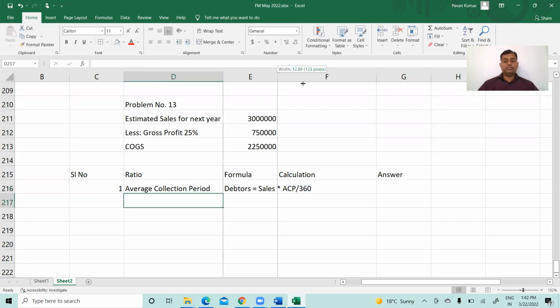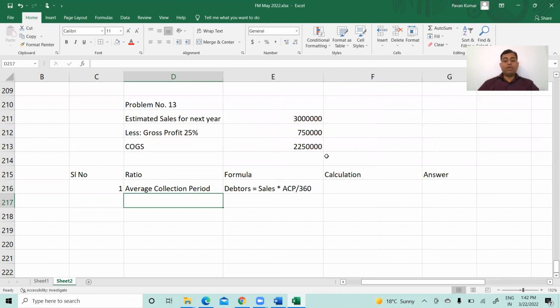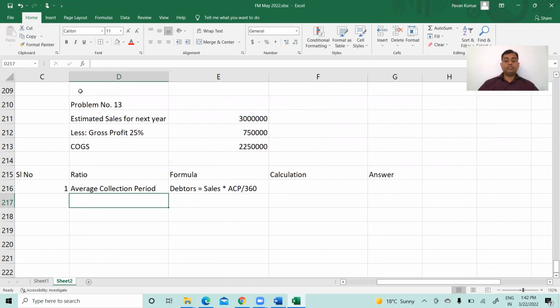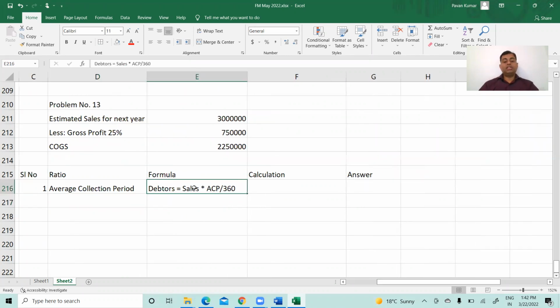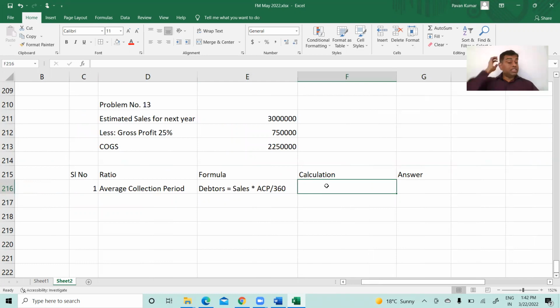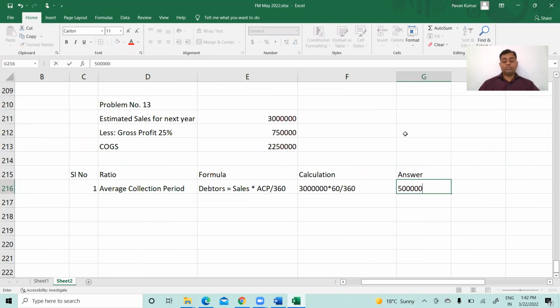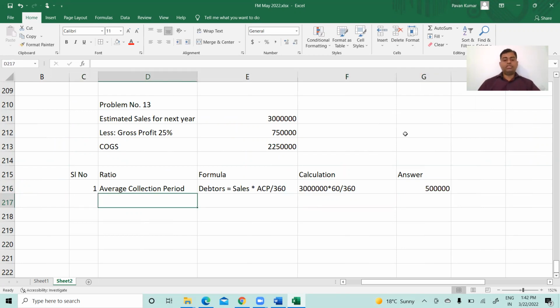Do you understand this? They have given the average collection period, and I want to calculate debtors. So can I say debtors is equal to sales into average collection period divided by 360? Sandeep, sales how much? 30 lakhs. Average collection period? 60 days. 60 by 360. Tell me. 50,000 or 5 lakhs? 5 lakhs.